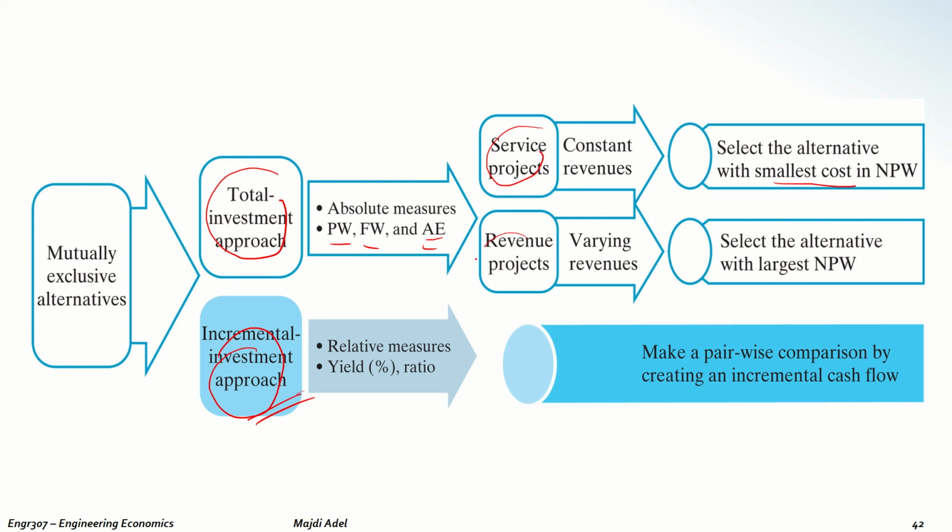If it is a revenue project, then the best project or investment is the one that has the largest net present worth. إذا أنا كان عندي cost project, أفضل مشروع اللي حيعطيني smallest cost. إذا كان عندي revenue project, المشروع اللي أنا بختاره اللي حيعطيني أكبر present worth.